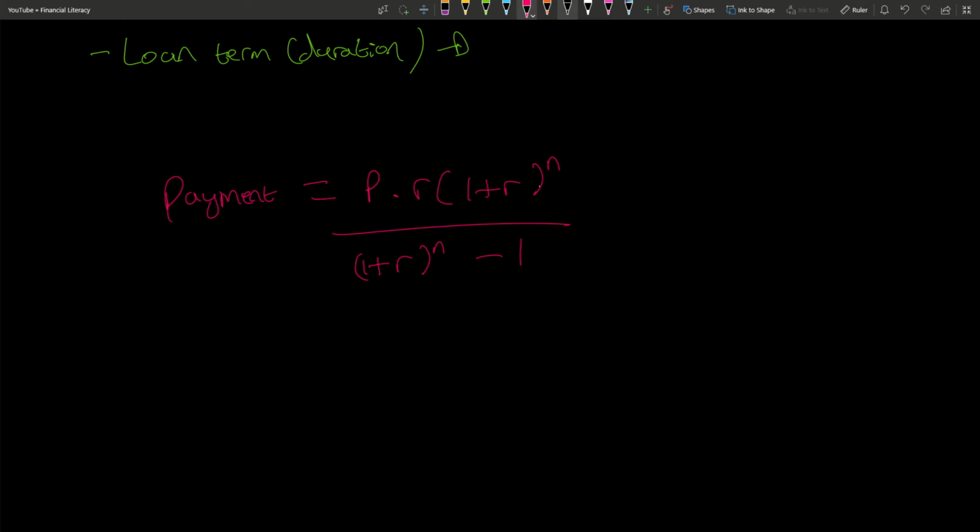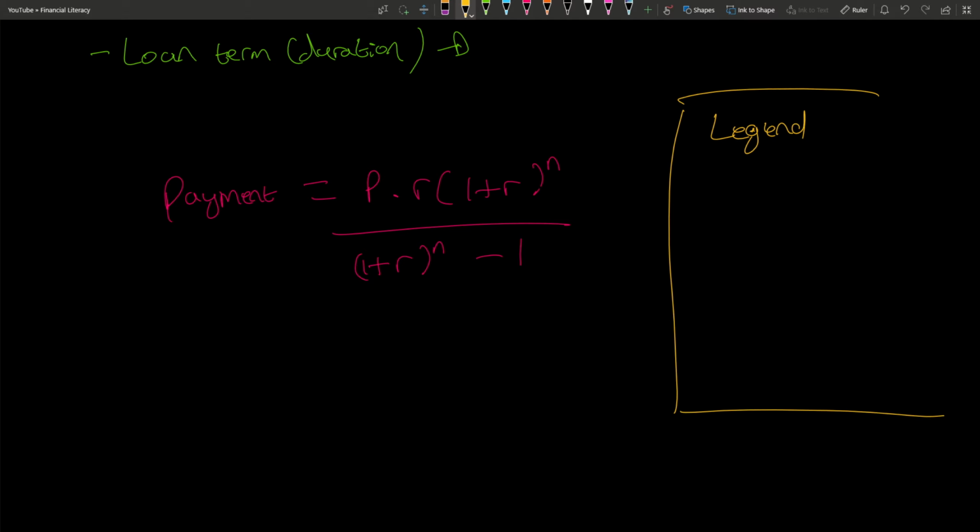Okay, so let me just have a little legend right here, so you know actually what all of this means. Legend. I wouldn't mind watching I Am Legend again, one of my favorite movies of all time. Okay, so P is equal to principal, R is equal to interest rate, and N is the loan term.